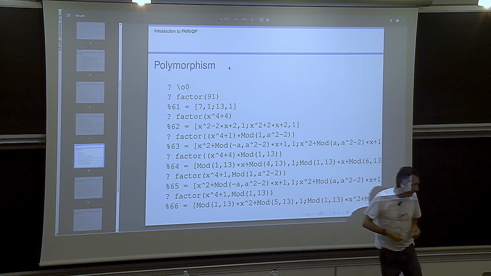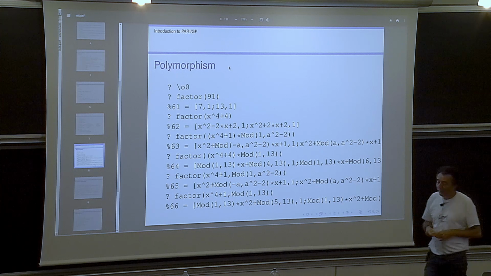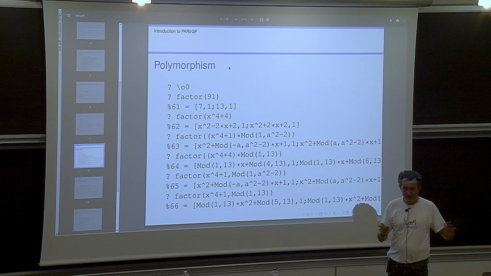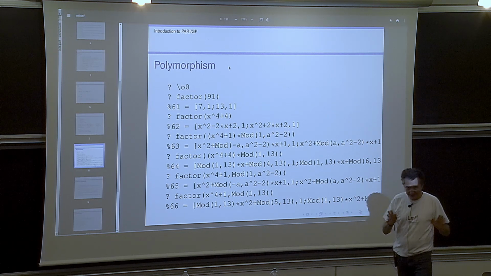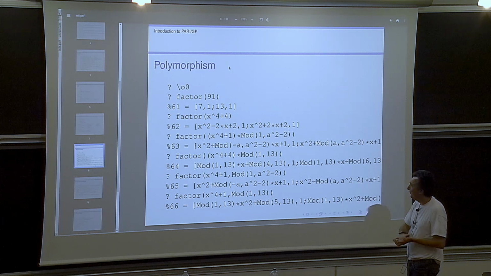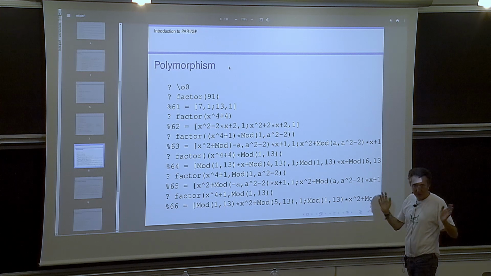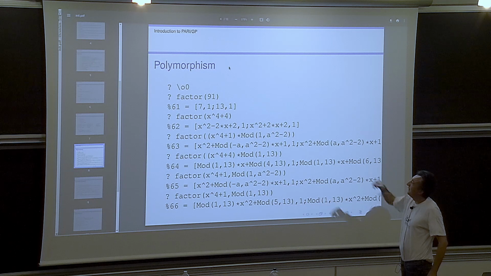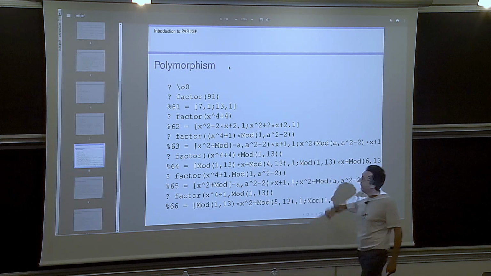So okay, polymorphism. A lot of functions in PARI GP are polymorphic in the sense that they will try to do what you want on the data depending on their type. It's not a very good idea, but sometimes it saves a lot of time. So, for example, factor of 91, okay, it's an integer, so you factor over Z, and so it tells you that it's 7, 1, 13, 1. So that should be read as 7 power 1 times 13 power 1, okay?